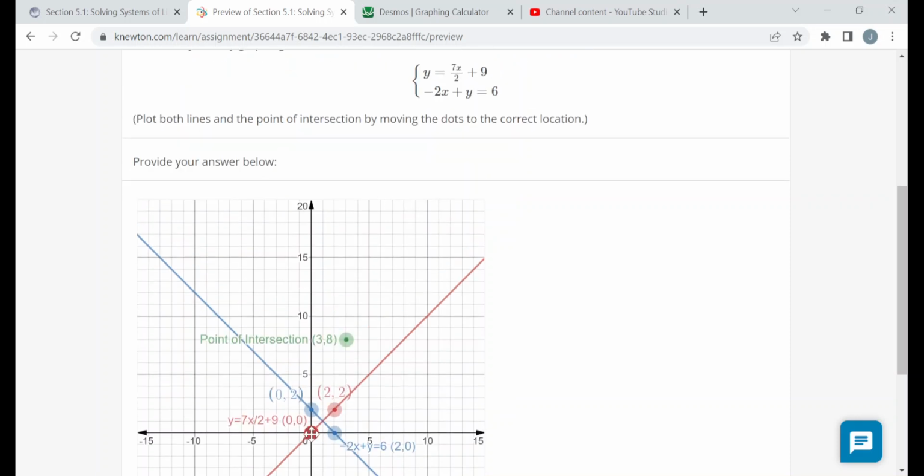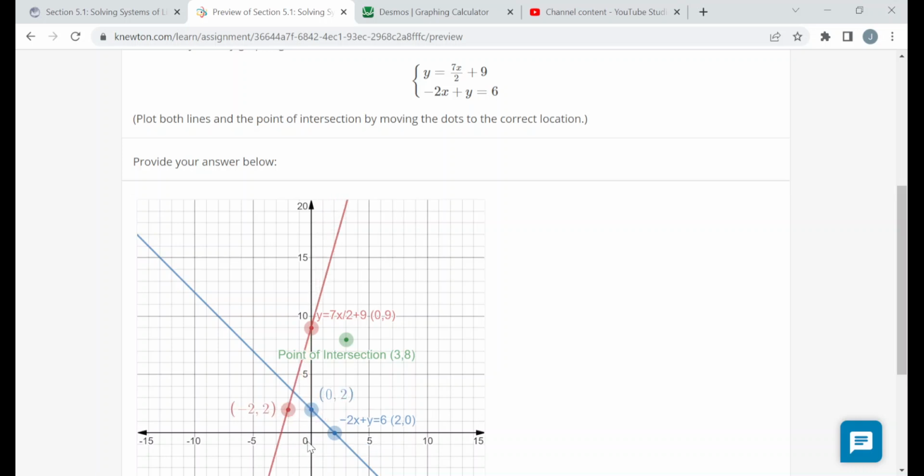Alright, so 0, 9, y-intercept, and the slope is 7/2. So I can go up 7, right 2, or down 7, left 2. So from 0, if I go down 7, I'll be at 0, 2, and then left 2, I'll be at negative 2, 2. Yeah, so negative 2, 2 should be on this. Okay, so there's the graph of the first equation.